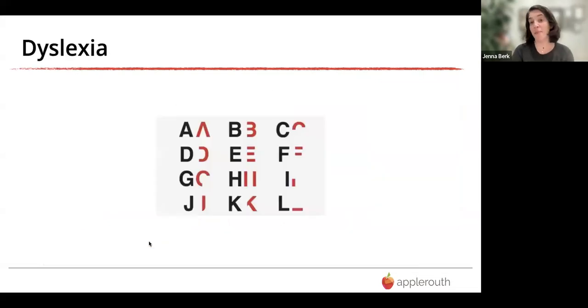So now a couple other learning differences. So there's dyslexia. This is actually a really interesting typeface that was created by a designer with dyslexia. It is not meant to mimic how letters look if you are dyslexic. He wanted to help people who do not have dyslexia to understand and have empathy for what it is like to be dyslexic and go through the world finding it very frustrating trying to read.